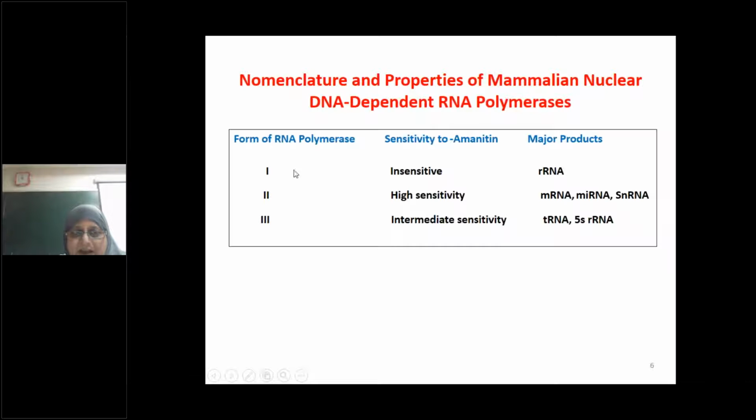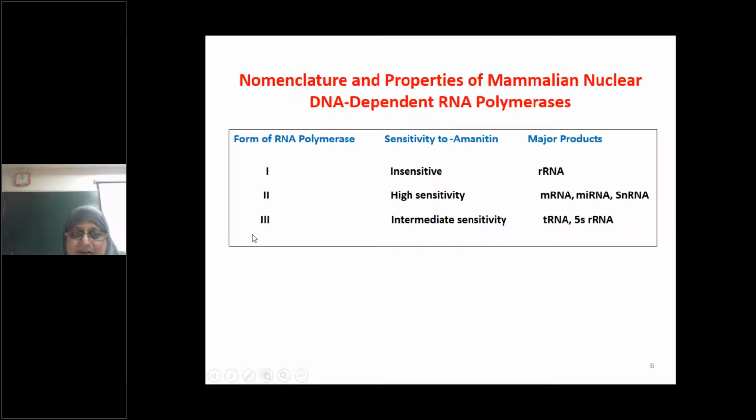You can see that RNA polymerase 1 is responsible for the production of ribosomal RNA, while 2 is responsible for the production of messenger RNA, microRNA, and small nuclear RNA. While the third one, RNA polymerase 3, is responsible for transfer RNA, and 5S ribosomal RNA.